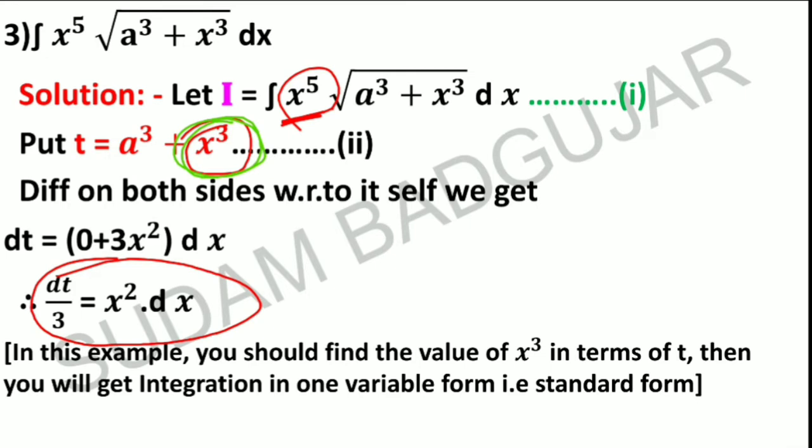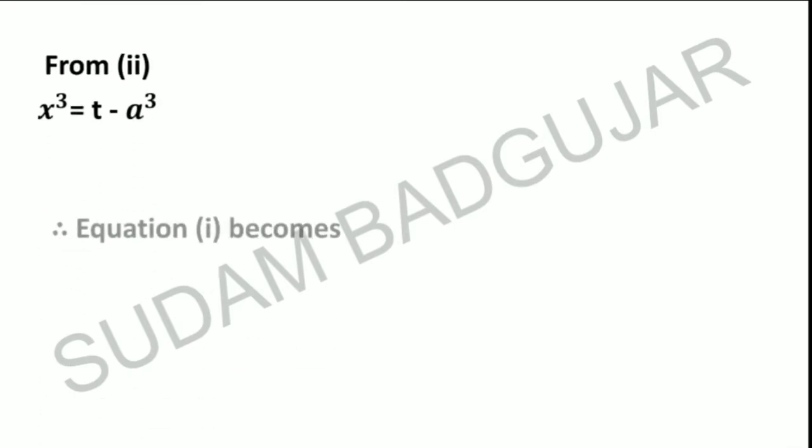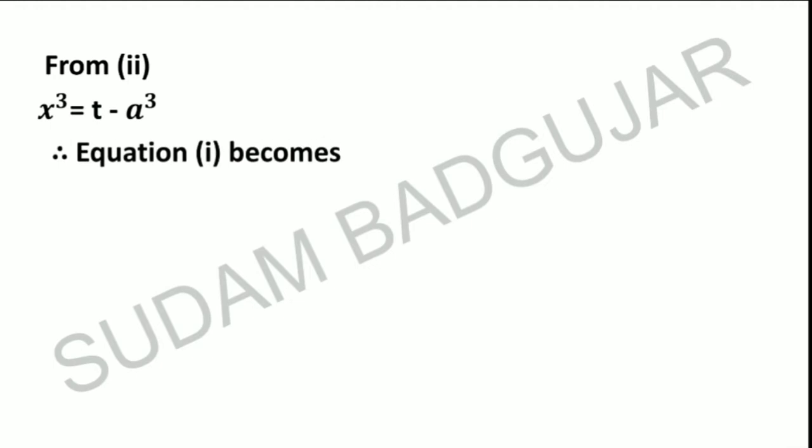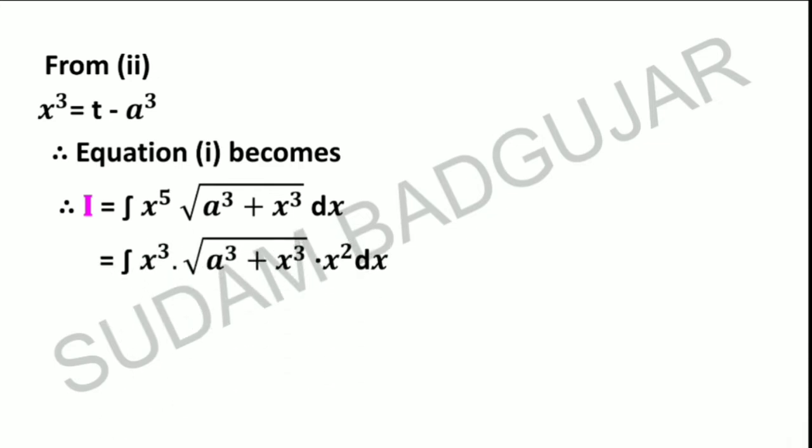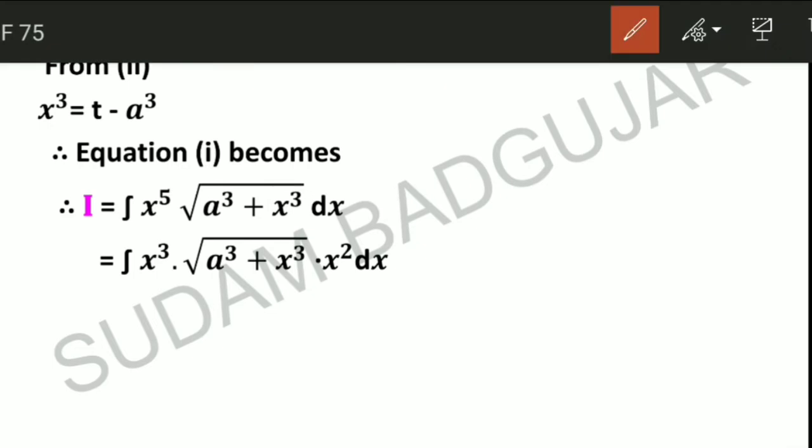So from the second equation, x cube is equal to t minus a cube. Then the first equation will be I is equal to integration of x raised to 5 into under root of a cube plus x cube into dx, which will be integration of x cube into under root of a cube plus x cube into x square dx. Now here see, it's a very simple form.